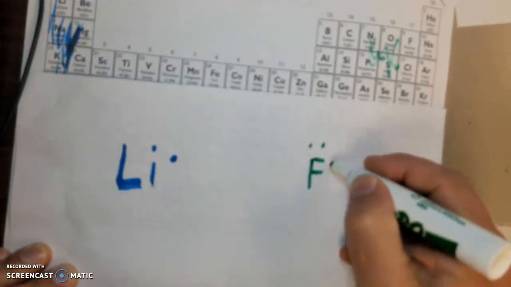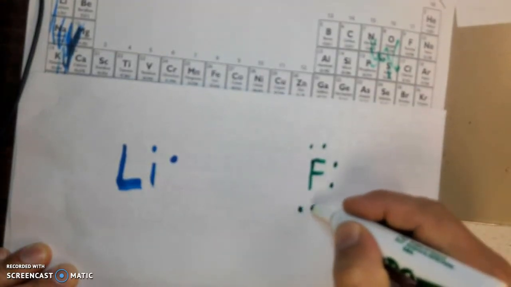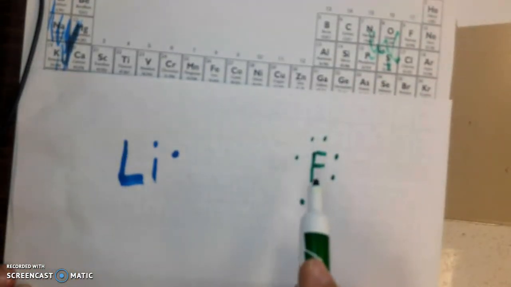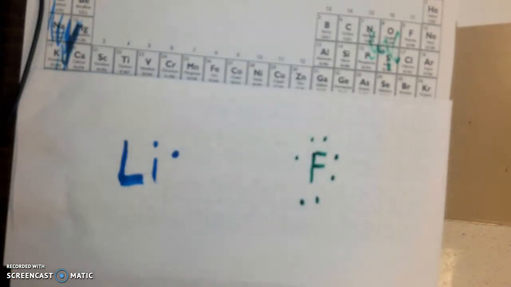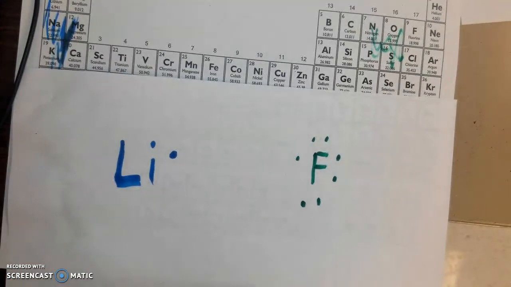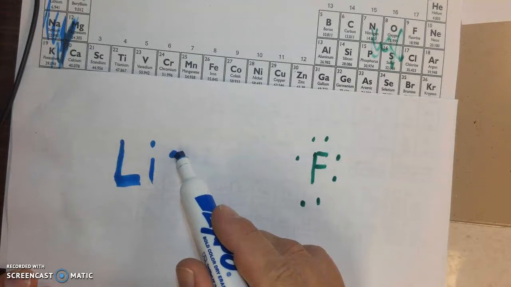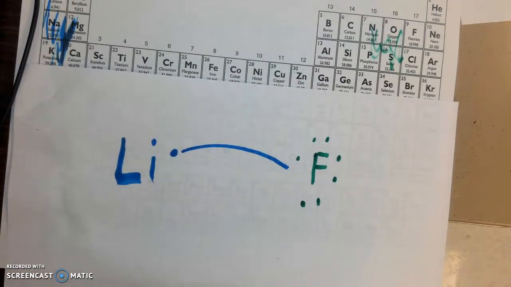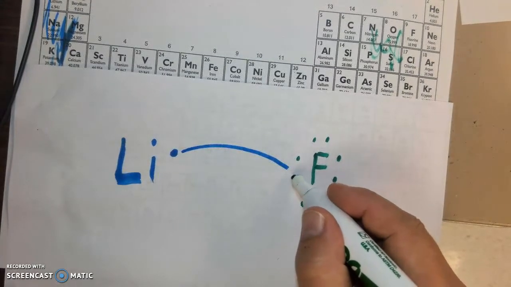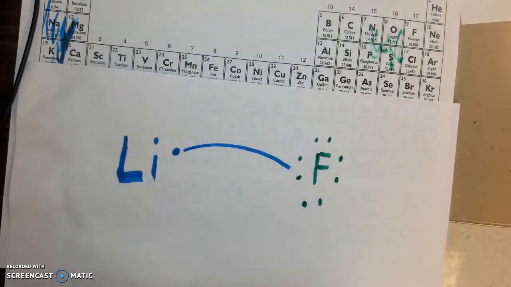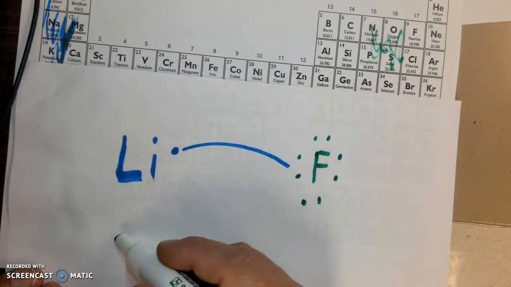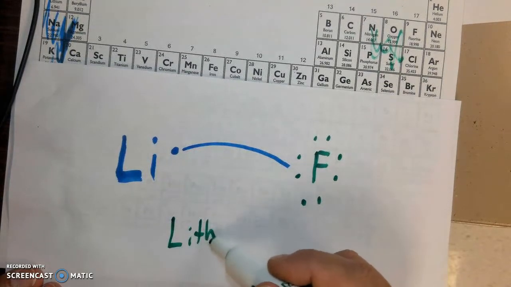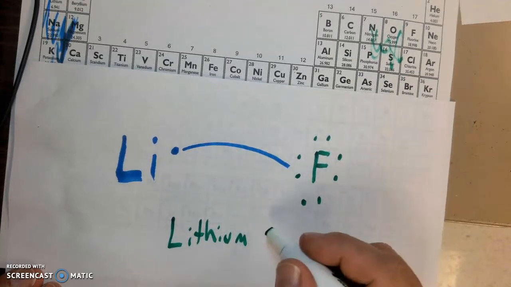1, 2, 3, 4, 5, 6. Okay, so right now this is called lithium, and this is called fluorine. An electron from the outermost shell of lithium will come over here and fill that outermost shell of fluorine. So that they now both have full outer shells, and it goes from being called lithium and fluorine to lithium fluoride.